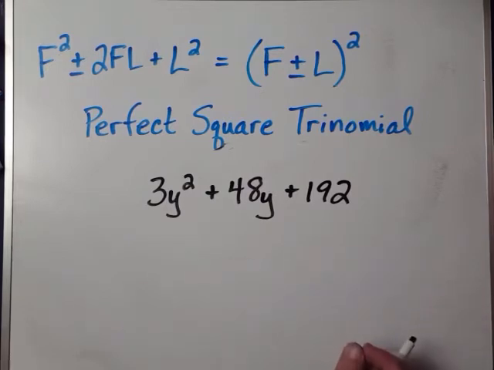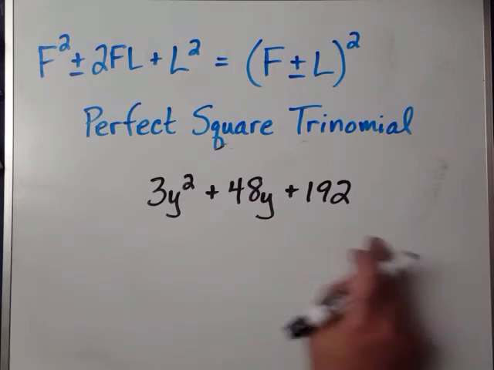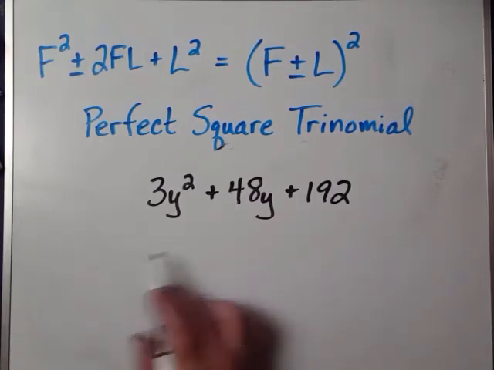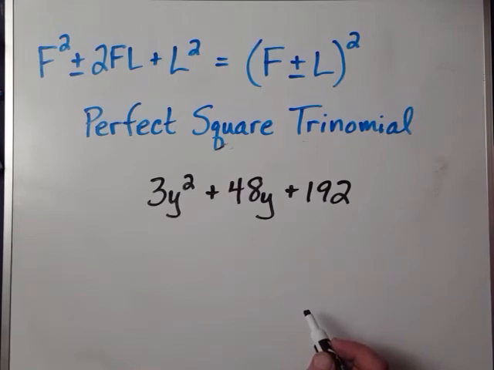Now this is not a perfect square trinomial. 3 is not a perfect square. But I'm jumping ahead of myself, right? Because the first thing I want to do in any factoring problem is check for a greatest common factor. Is there any greatest common factor among these three terms? You should know your rules of divisibility well enough by now to recognize that all three of those coefficients are divisible by 3.